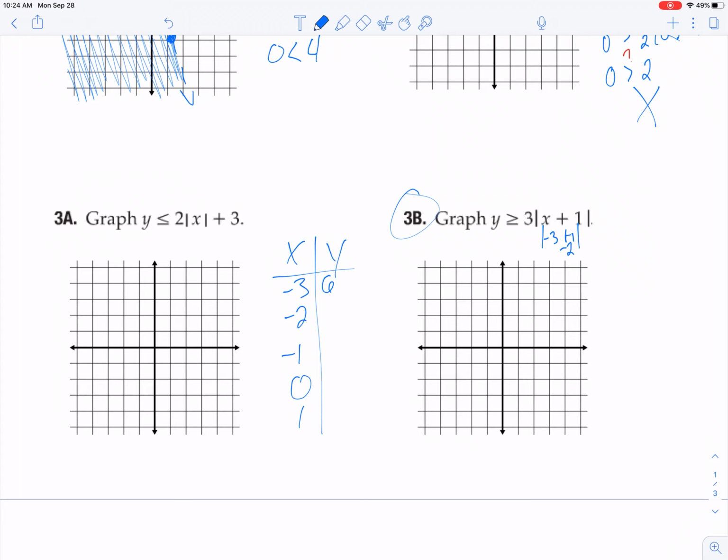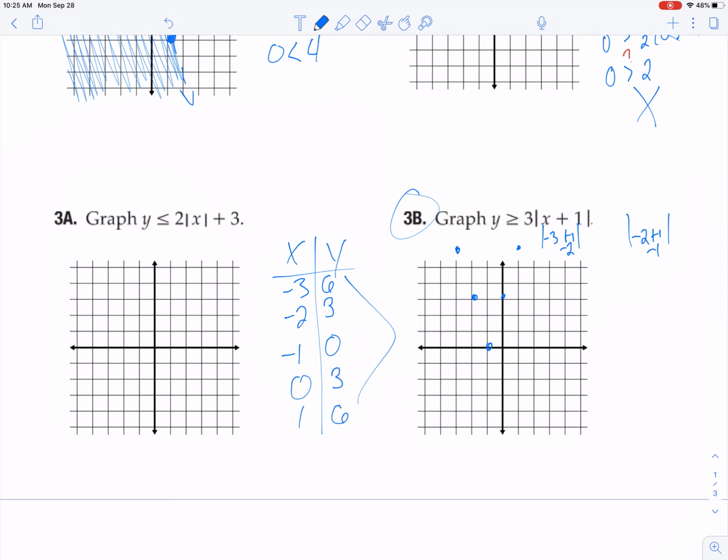Plug in -2. -2 plus 1 is -1, which becomes +1. 1 times 3 is 3. -1. -1 plus 1 is 0. The absolute value of 0 is 0, times 3 is 0. 0 plus 1 is 1. Absolute value of 1 is 1, times 3 is 3. 1 plus 1 is 2. Positive 2 is 2. 2 times 3 is 6. Check it out. My table mirrors. Rock on. Plot them. So -3, 6. -2, 3. -1, 0. 0, 3.